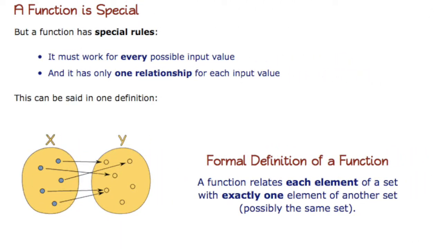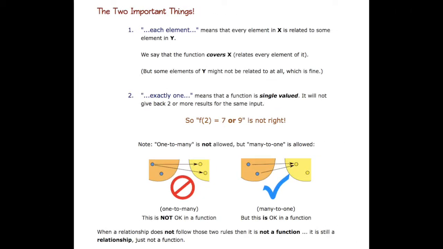A function is special because it has special rules. It must work for every possible input value, and it has only one relationship for each input value. This can be said in one definition. A formal definition of a function relates each element of a set with exactly one element of another set, possibly the same set. There are two important things.